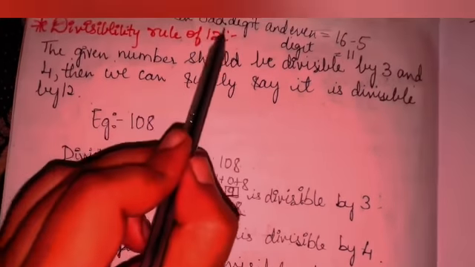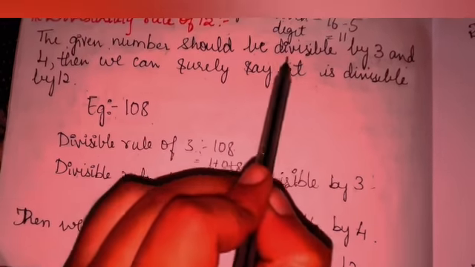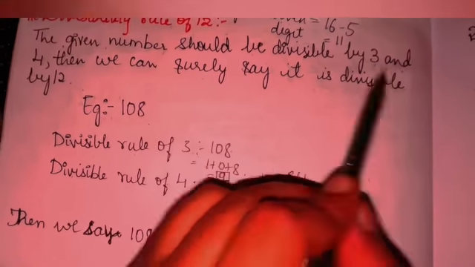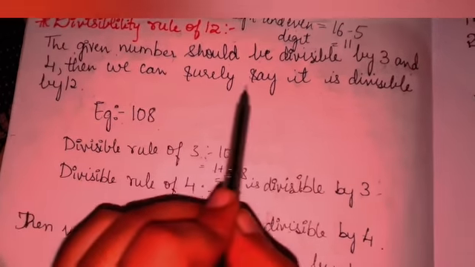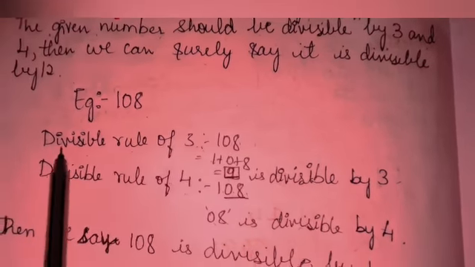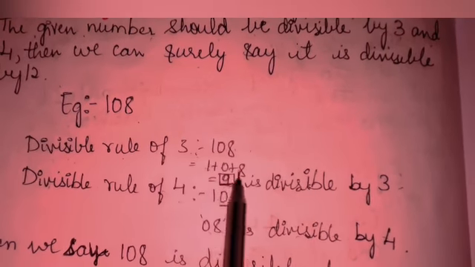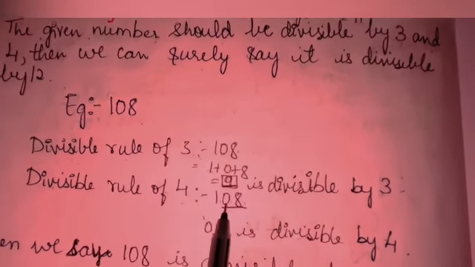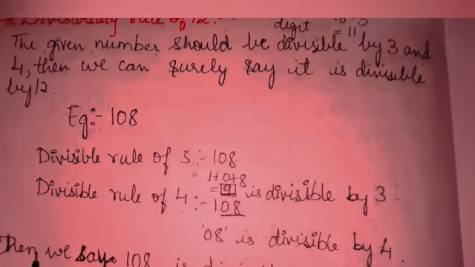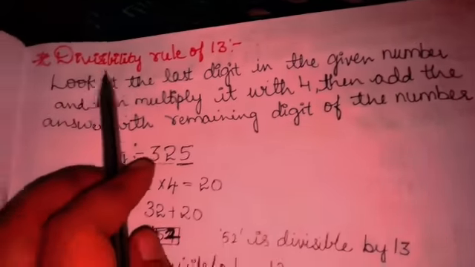Divisibility rule of 12. The given number should be divisible by 3 and 4. Then we can surely say that the given number is divisible by 12. Example 108. The divisibility rule of 3 is adding the digits, that is 9, which is divisible by 3. Divisibility rule of 4, see the last two digits, it is divisible by 4.